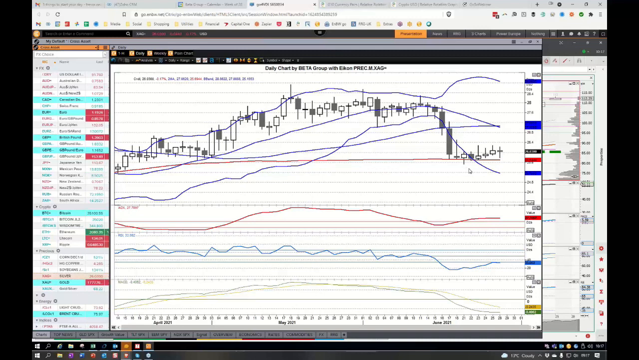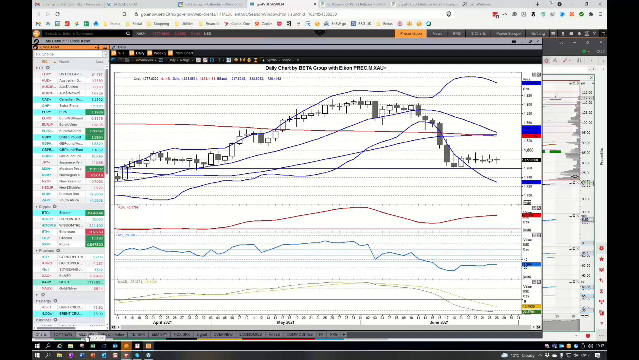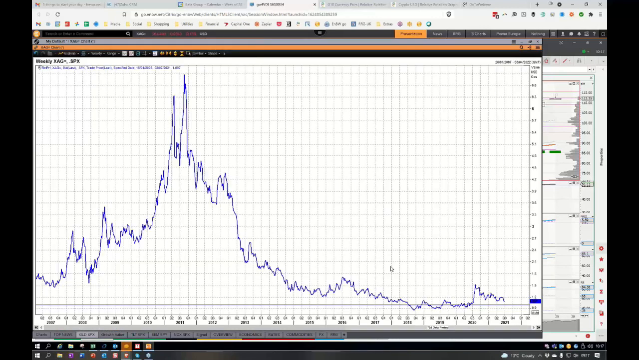It's got support at 25.50 here, big support over there for it, but it doesn't look very strong there, and it will be driven by the US dollar. Before we leave the precious metals, let's look at them versus the S&P, because it's still at a very important point here.